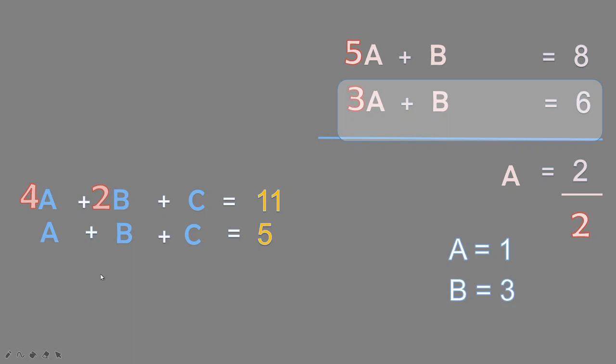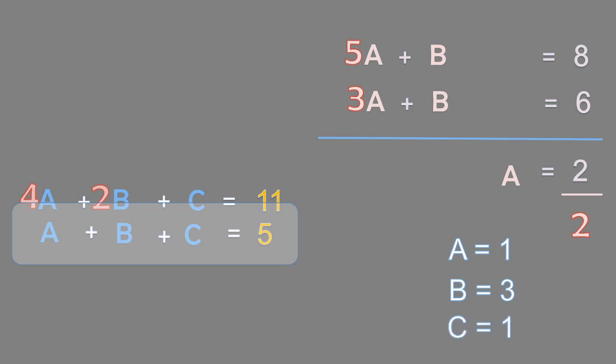Put those two values in this equation, a plus b plus c is equal to 5. You could put it in any of these, even 4a plus 2b plus c. There is no issue. I just took a plus b plus c is equal to 5 because it is an easy equation. So then you get c is equal to 1. So you got the value for a, the value for b, and the value for c.